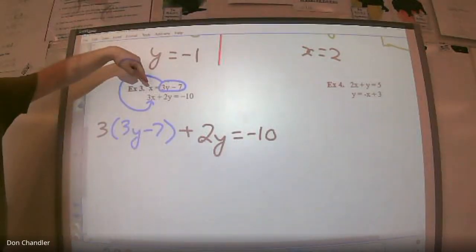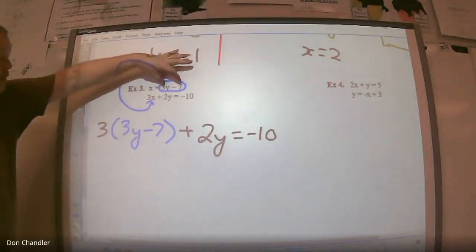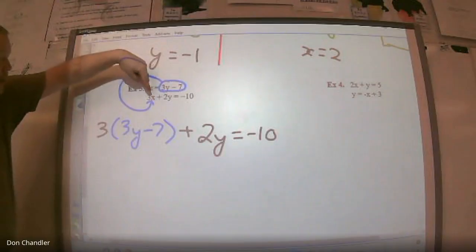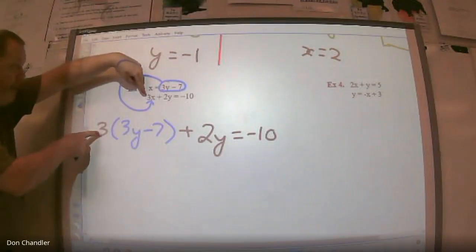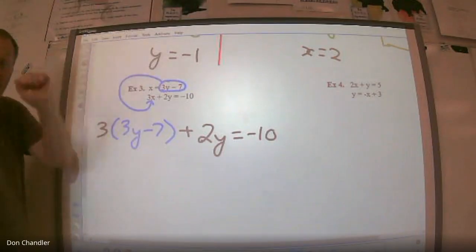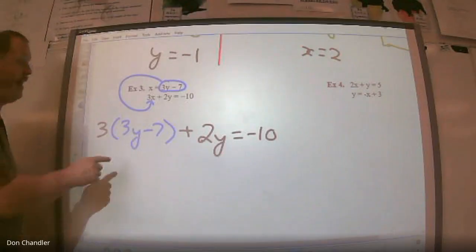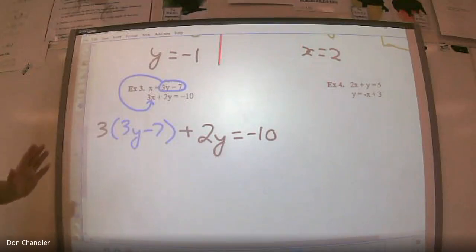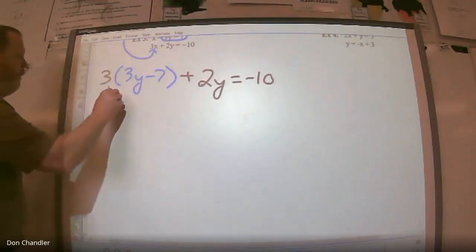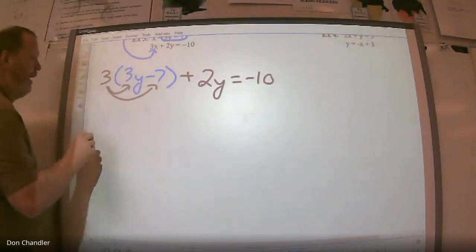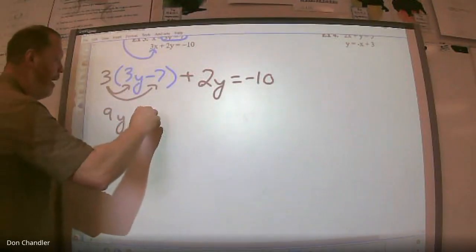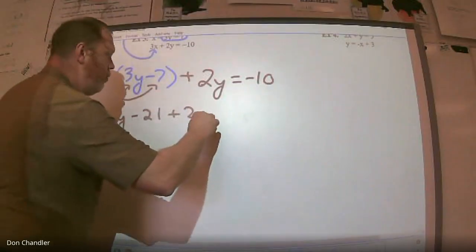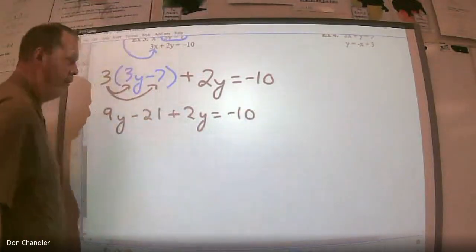I got the x equals. I substituted the 3y minus 7 in for the x, and it's 3. Notice the black 3 stayed. Hey, what's x? It's 3y minus 7. Then it's plus 2y is equal to negative 10. All we're about to do now is a little algebra to isolate the y. Step 1, fire the 3 into the bracket: 9y minus 21 plus 2y is equal to negative 10.